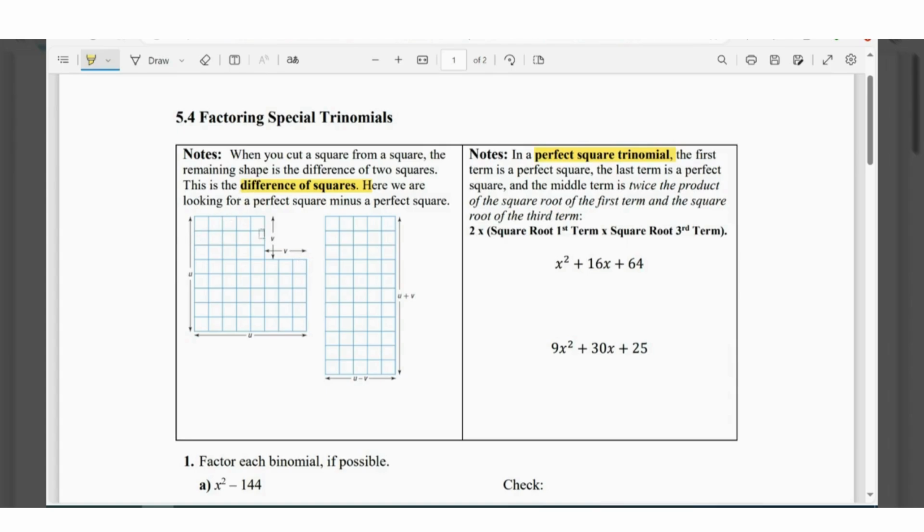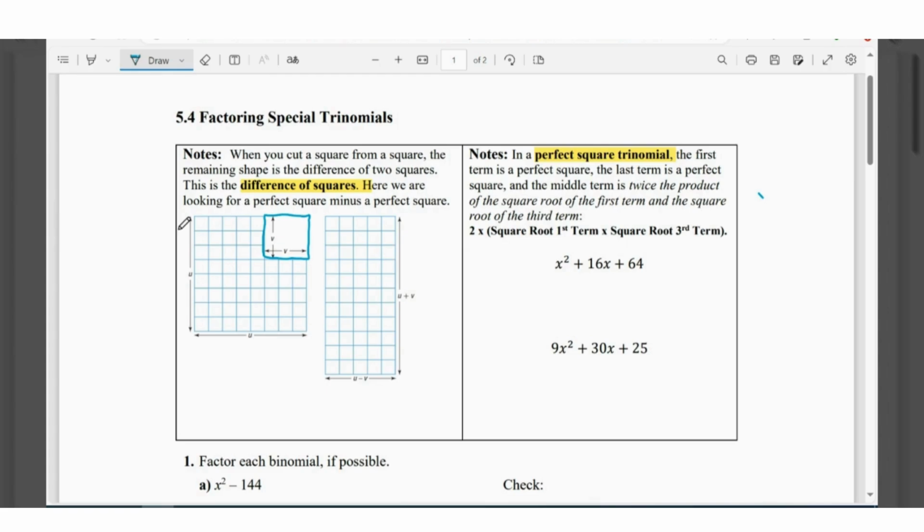I have the description in words, which I think can be a little bit tough, so I have some kind of diagram that goes along with it, and I'll explain both. Here's a description of what difference of squares means. Imagine that when you cut a square from a square, this is what we're doing right here. We're cutting a square from a square. The remaining shape is the difference of two squares. So what remains is the difference, a subtraction, subtracting one square from another. And this is difference of squares.